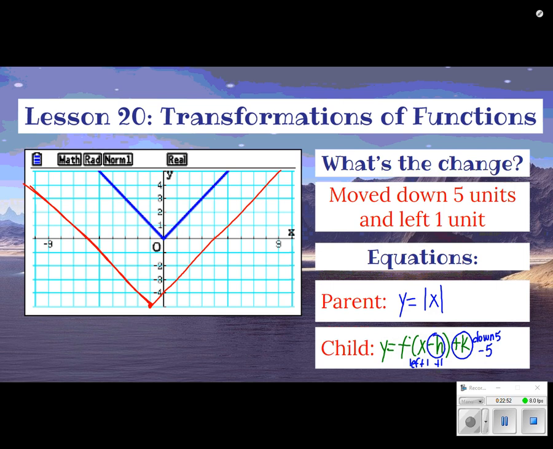So left 1, down 5, let's write an equation. y equals the absolute value of x. I need to show left 1, so hanging out with the x, there's a plus 1, and then outside shows down, so I'm going to have a minus 5. Let's look at that in the graphing calculator.